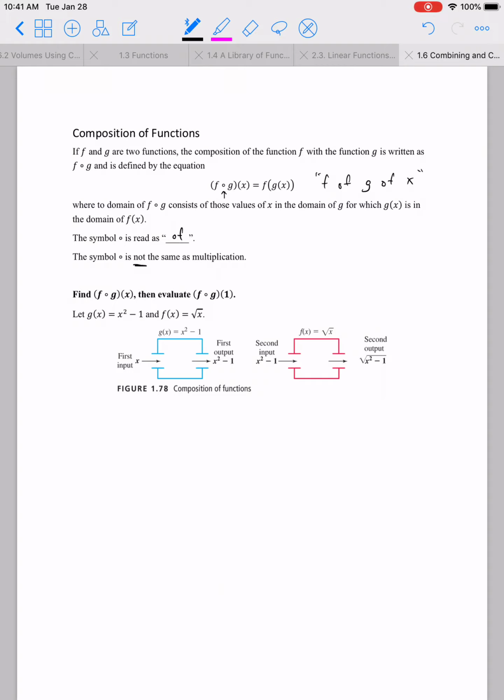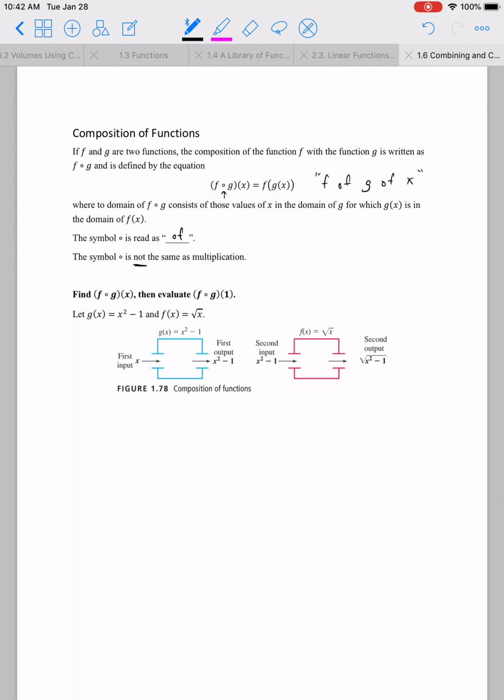All right, so let's take a look at these. Let's try this one here. We've got g of x equals x squared minus 1, and f of x equals square root of x. And so we're going to first input something into the g of x function, and it's going to do something and output a value, and then we're going to take that value and input it into f of x.